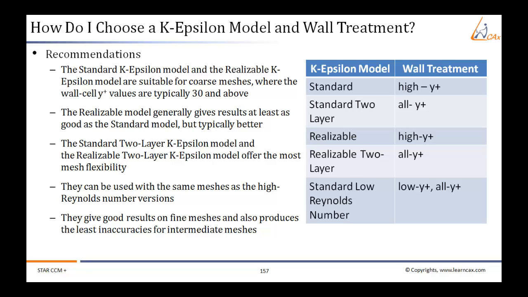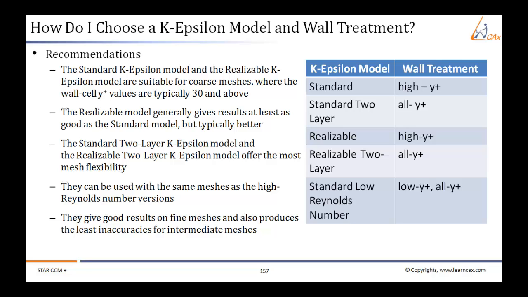How to select turbulence models and wall treatments. Here are some recommendations regarding the choice of model. The standard K-Epsilon model and the realizable K-Epsilon model are suitable for coarse meshes where the wall cell Y plus values are typically 30 and above. The realizable model generally gives results at least as good as the standard model, but typically better.